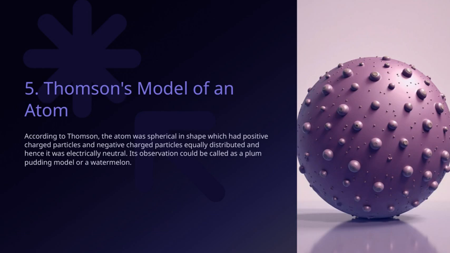Sometimes, this model is called the plum pudding model because it resembles a pudding with embedded fruit, or even a watermelon with the seeds spread inside. Understanding this model helps us see how early scientists visualized the atom and set the stage for more advanced discoveries later on. It's a key step in our overall journey to understand atomic structure.